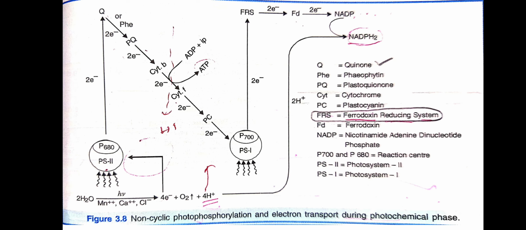Then it will transfer the electron to ferredoxin. Then NADP captures this electron and with the help of H plus they form NADPH2. And during this movement of electron, ATPs are produced at the time when it passes through the cytochrome b6f complex. So at last NADPH2 and ATPs are formed.